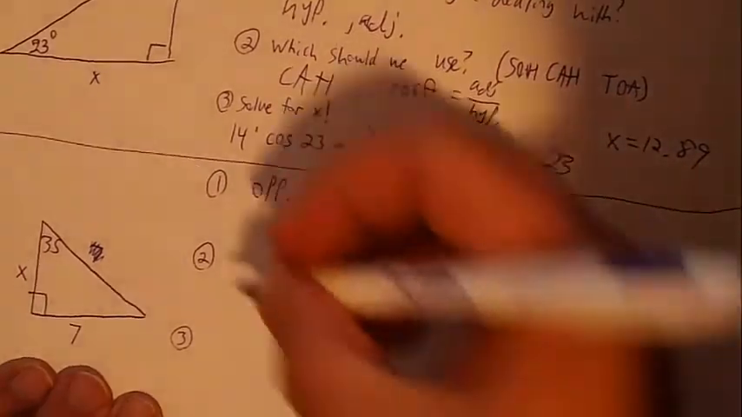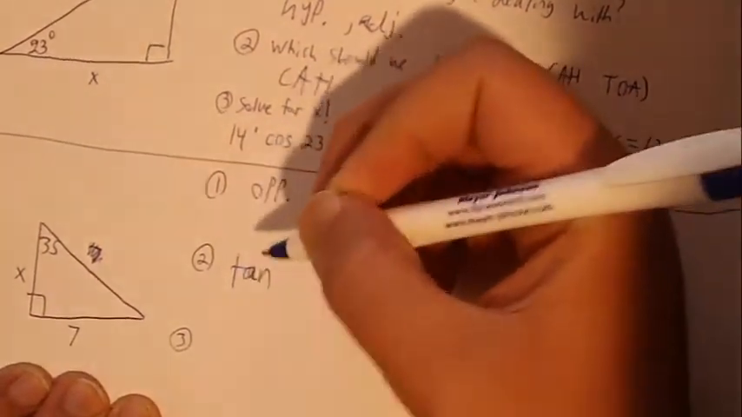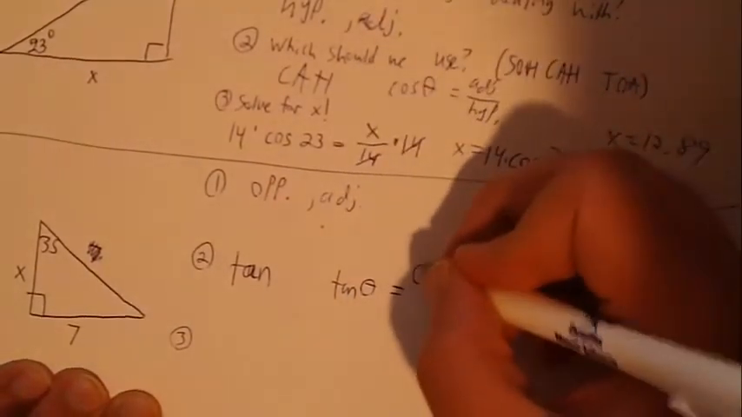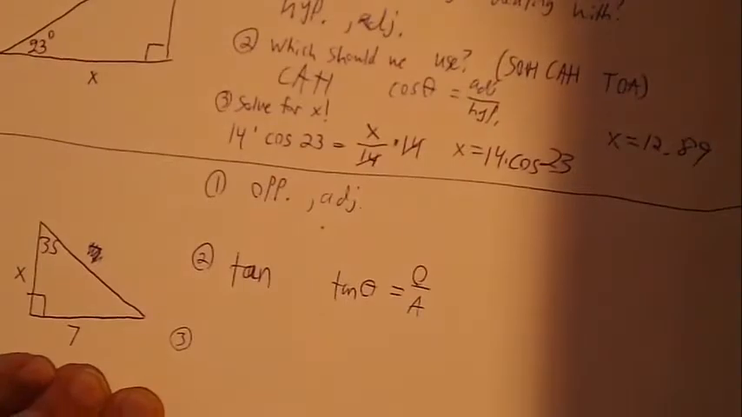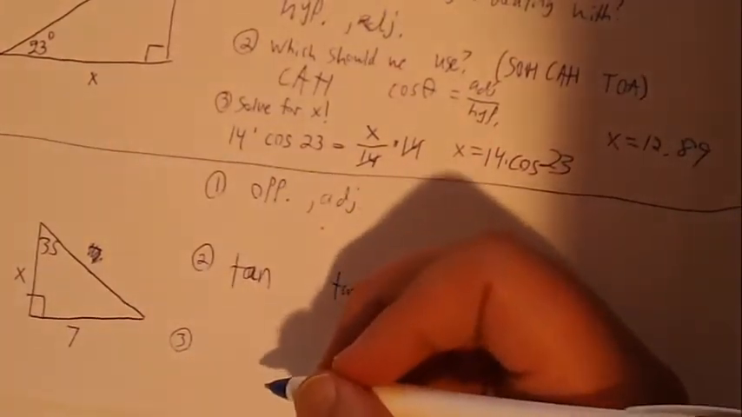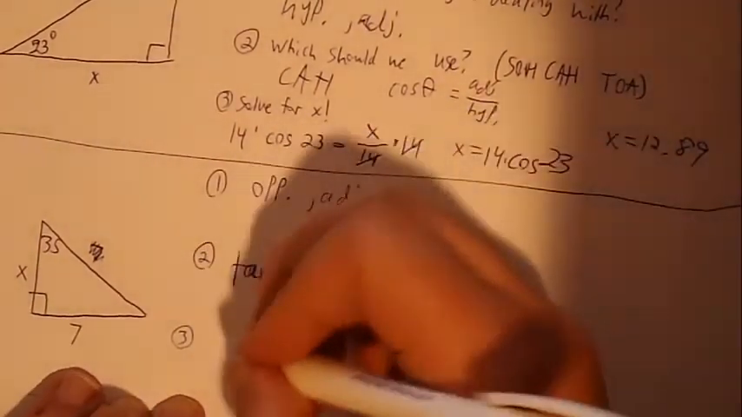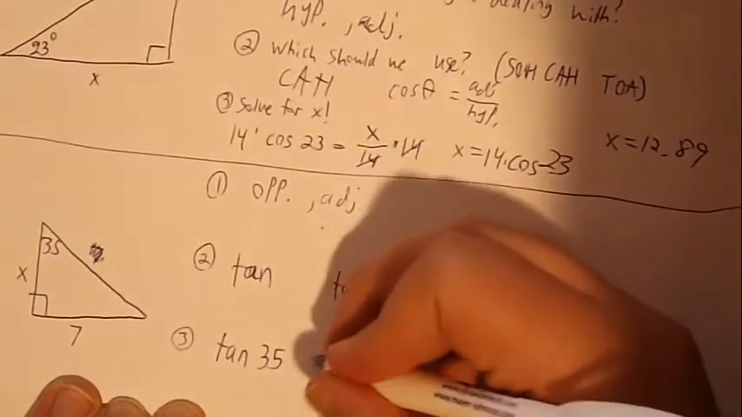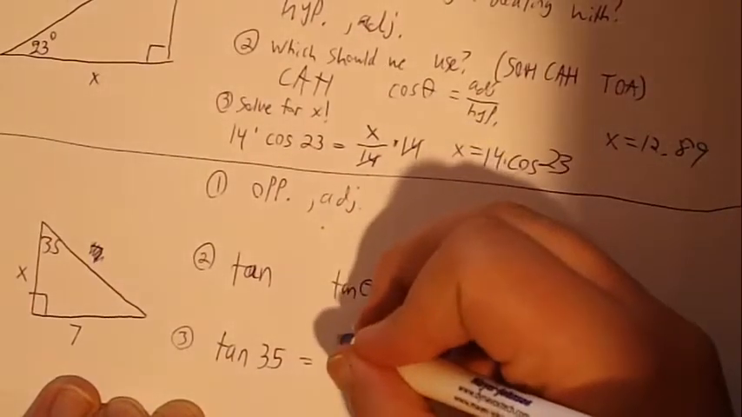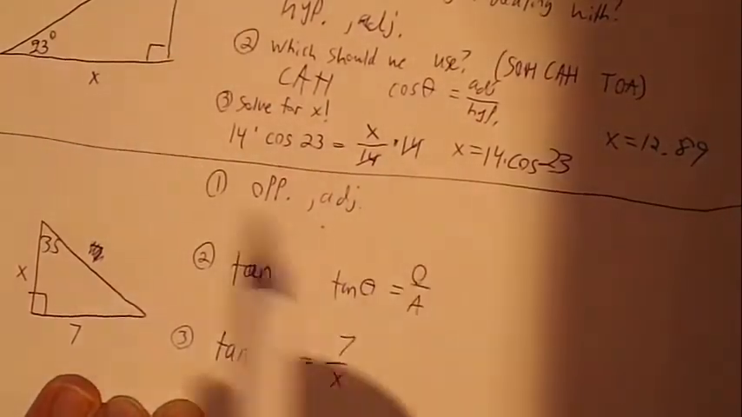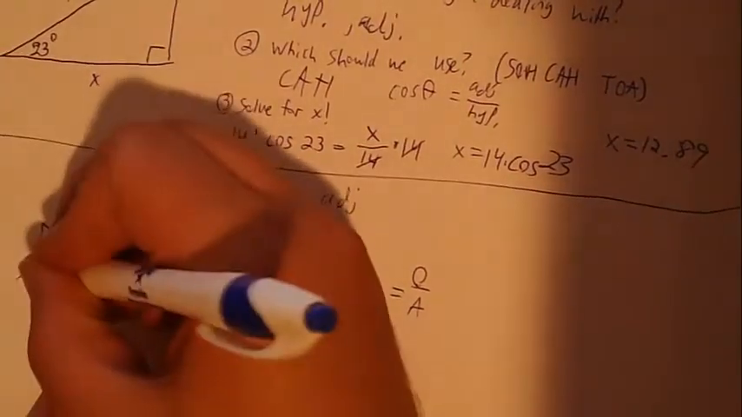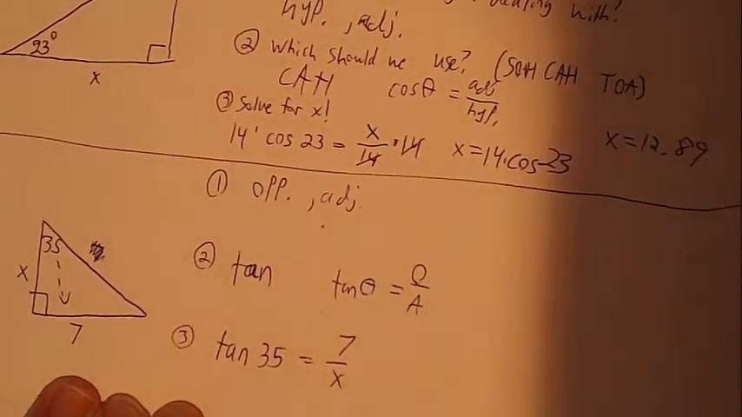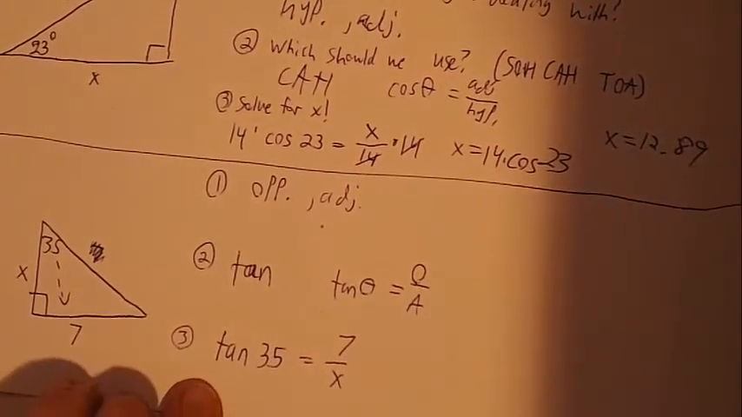So which one do we want to use? Tangent. And remember, it's tangent of theta equals opposite over adjacent. So, in this case, theta is 35. So we're going to have tangent of 35 equals 7 over x. 7 again is our opposite side from the angle going across the triangle, and the adjacent side is x.